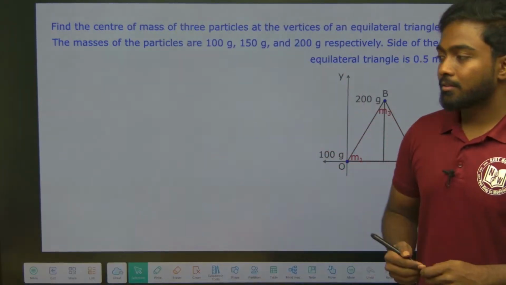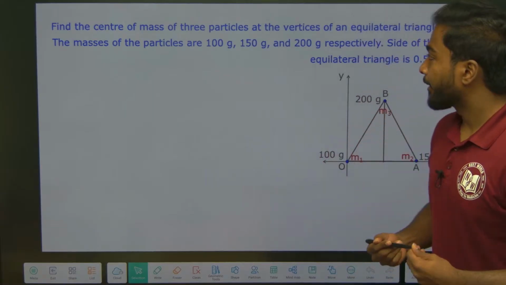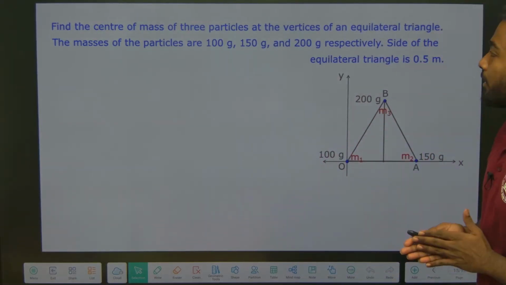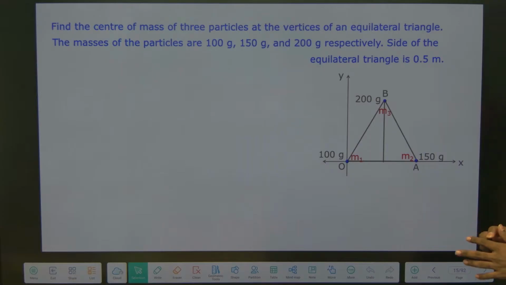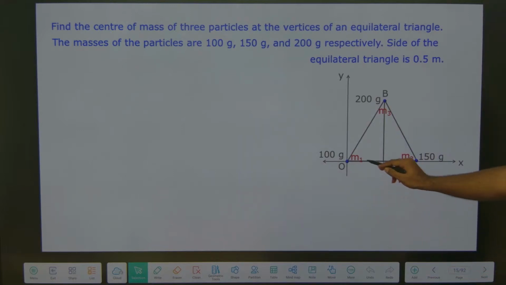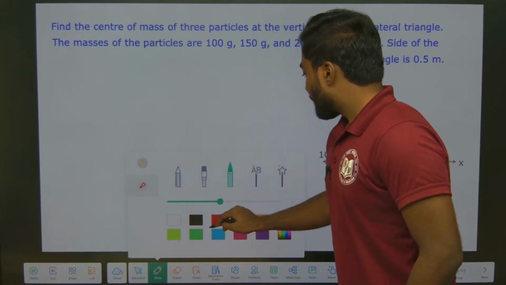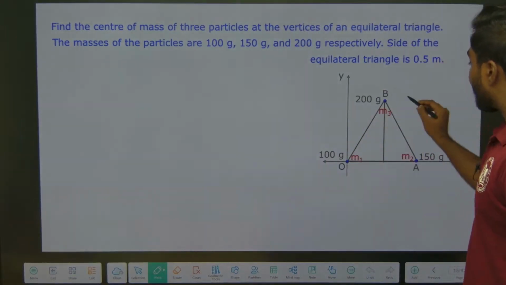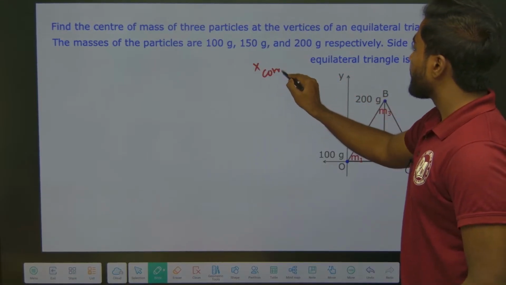So good evening guys. We were discussing a system of particles and rotational motion. In the last class we discussed the question: find the center of mass of three particles at the vertices of an equilateral triangle. The masses of the particles are 100 gram, 150 gram and 200 gram respectively. If we know the points, we can find the x center of mass and y center of mass.